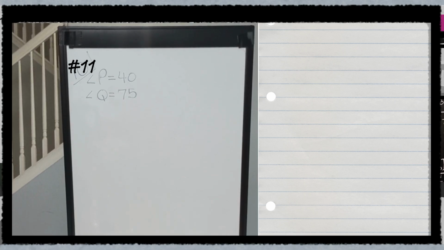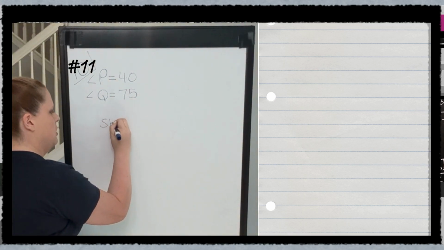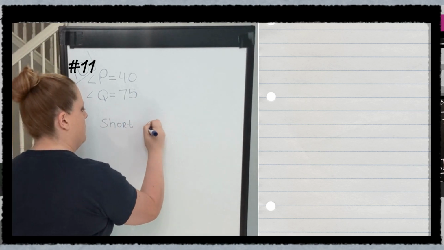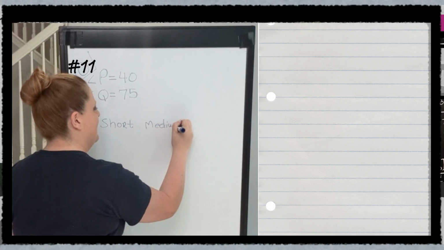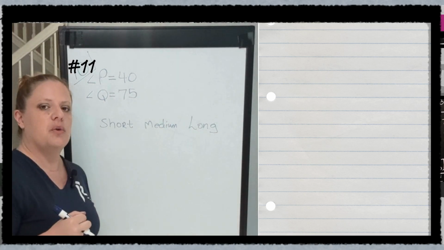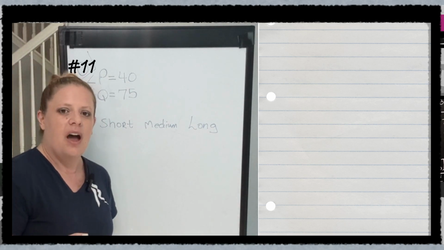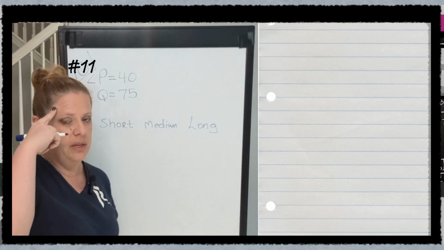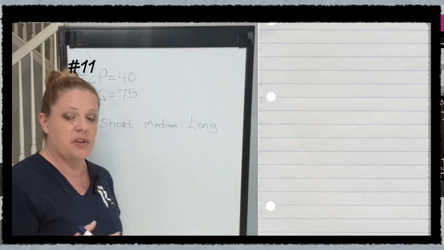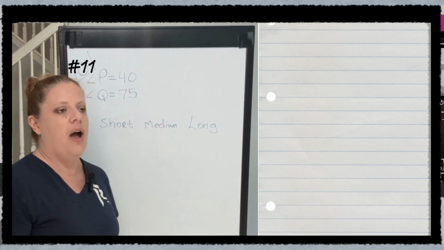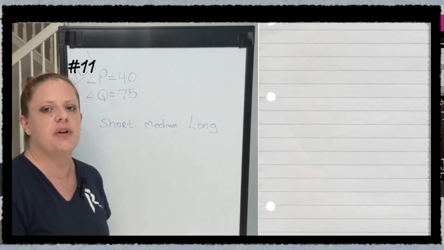In triangle PQR, angle P is 40 and angle Q is 75. Which of the following lists the sides of the triangle from shortest to longest? So I want to go short, and then medium, and long. So drawing a picture on this one is really not optional. It would be extremely hard for me to do in my head without drawing it. I'm less of an artistic person than some of you, albeit, but you need to draw the picture so you can actually see what you're working with.